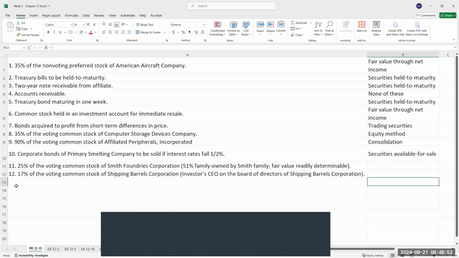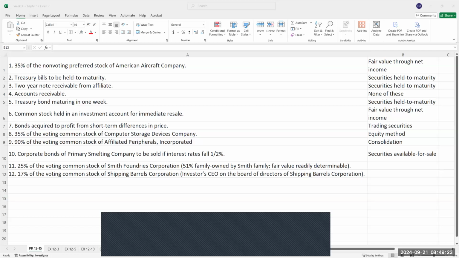Next, we have 25% of the voting common stock of Smith Boundaries Corporation. It's 51% family owned by the Smith family, and the fair value is readily determinable. All right. So we look at this fact pattern, and if we consider again the classifications for our equity investments, we need to consider the fact that, hey, wait, it's saying that the fair value is readily determinable, right?